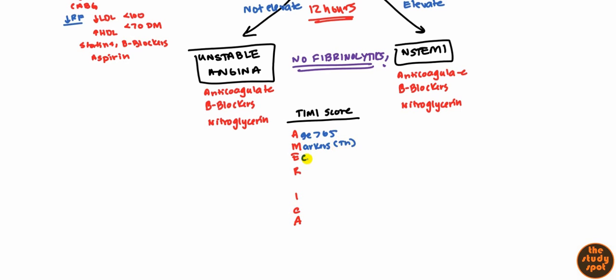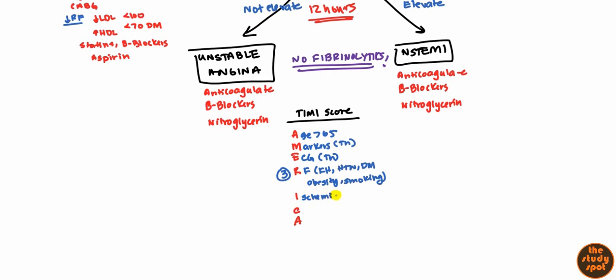The biomarkers, the troponin levels elevated, is going to get another point. ECG showing ST elevation, ECG changes showing the ST-T changes, is going to get another point. Risk factors such as family history, hypertension, diabetes mellitus, obesity, and even smoking. If you have 3 of these, then that gets 1 point.